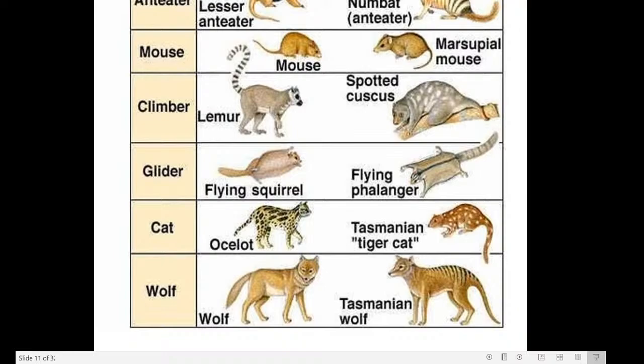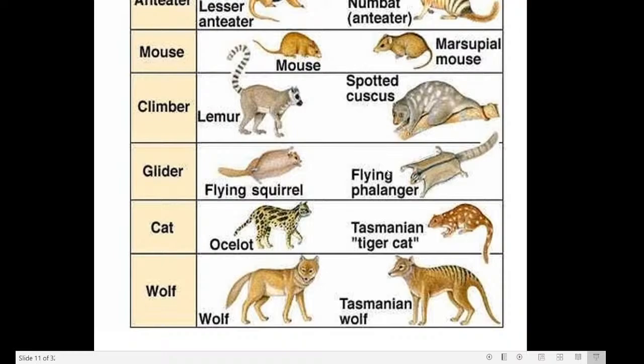Okay, here the first thing is a lizard and that anteater, and here the anteater's characters are changed. It's not visible, but I will include it. And mouse, it's in small form, and there is the marsupial mouse, which is a different one. And climbers, like a lemur, it's modified, it's a spotted cuscus. And the flying squirrel, it's flying, it's modified.